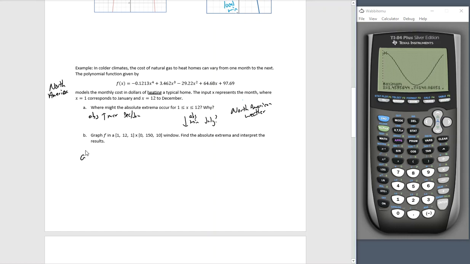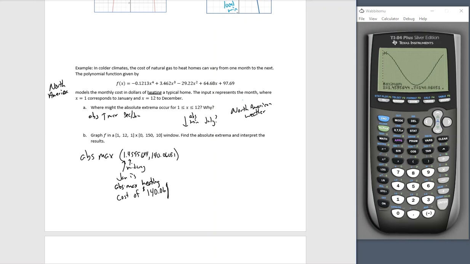I'm trying to write here, absolute maximum is at the point 1.4595644, comma 140.06051. So what this tells me is about midway through January is the absolute maximum heating cost of $140.06 for that month.